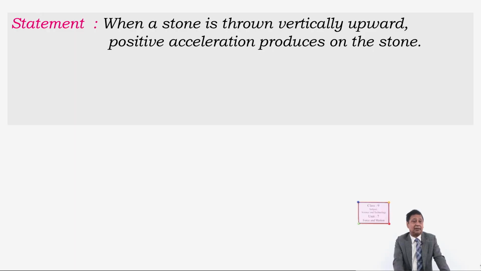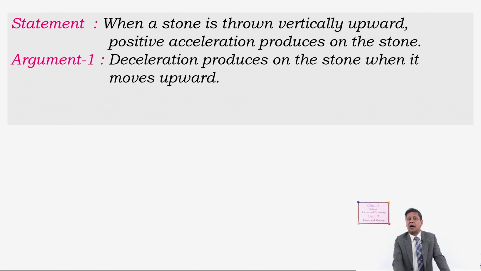Okay, now after the understanding of different types of motion, I want to present another question also. Look at this question. Statement is given, when a stone is thrown vertically upward, positive acceleration produces on the stone. Is this correct? When a body is thrown vertically upward, its acceleration is positive. Correct or not? Just think about this.